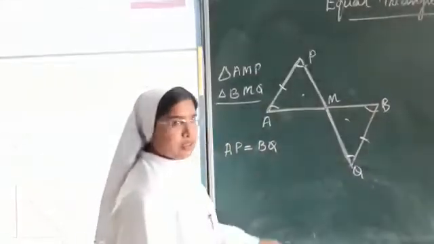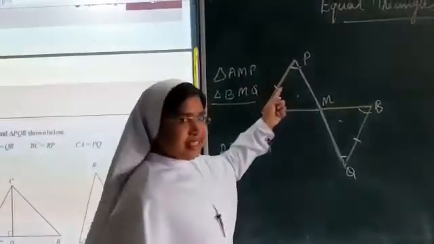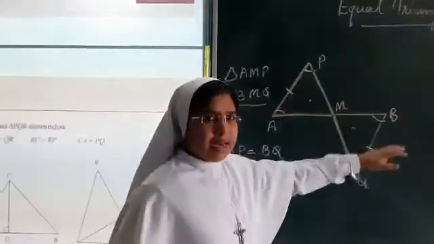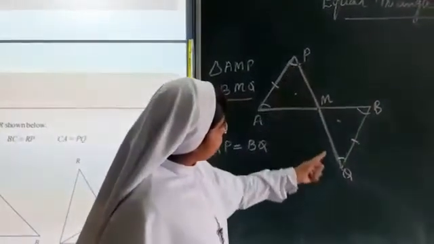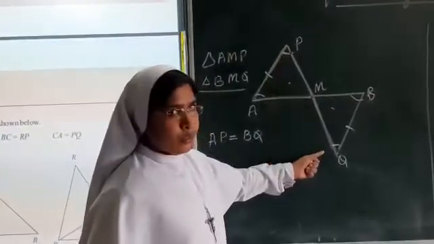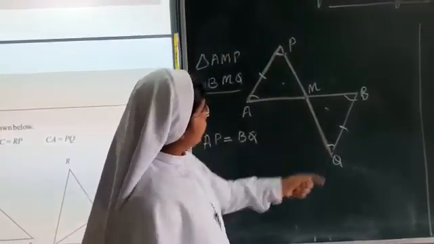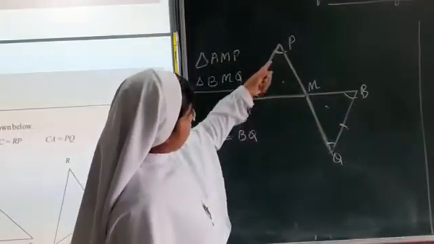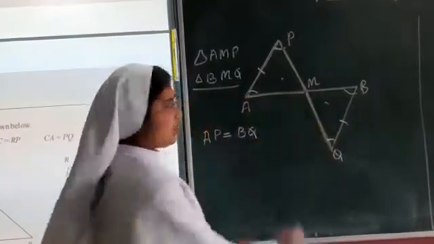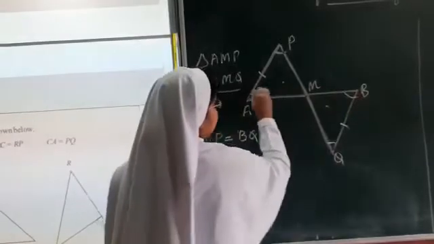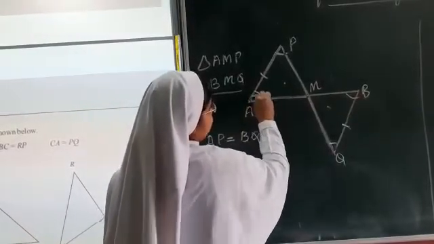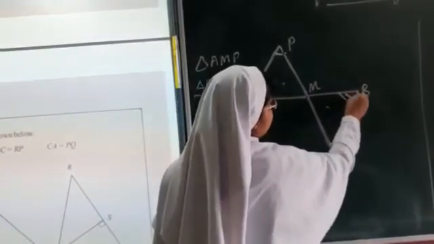Right? So here, first you have to understand correctly. These two parallel lines are cut by another line here, that is PQ. Then their alternate angles are equal: angle P and angle Q are equal. Now here again, these two parallel lines are cut by another line, then angle A is equal to angle B.